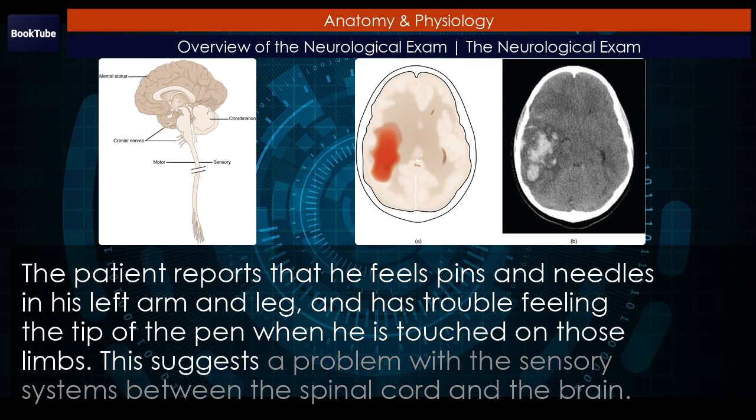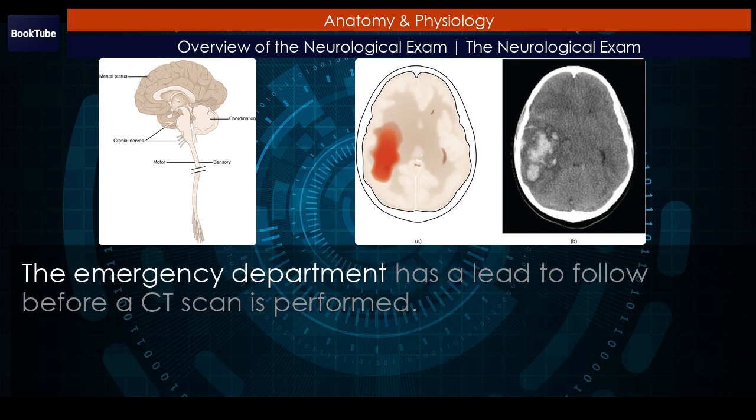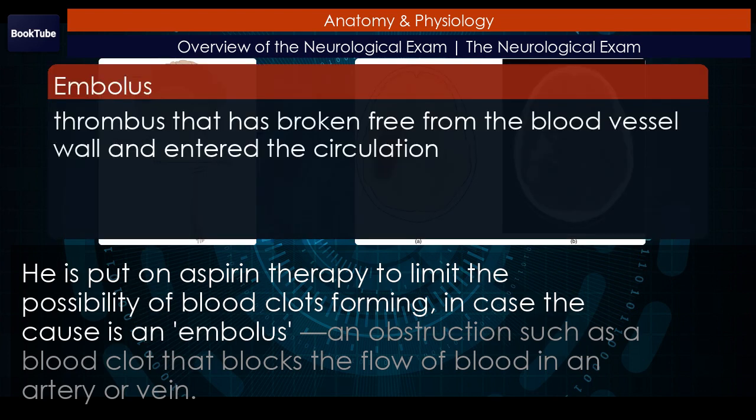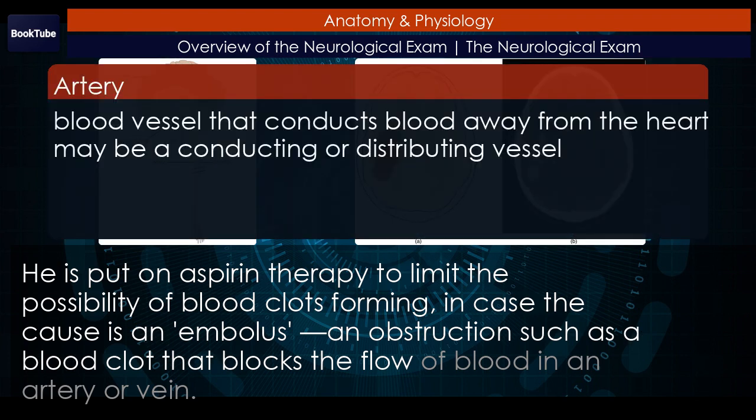This suggests a problem with the sensory systems between the spinal cord and the brain. The emergency department has a lead to follow before a CT scan is performed. He is put on aspirin therapy to limit the possibility of blood clots forming, in case the cause is an embolus, an obstruction such as a blood clot that blocks the flow of blood in an artery or vein.